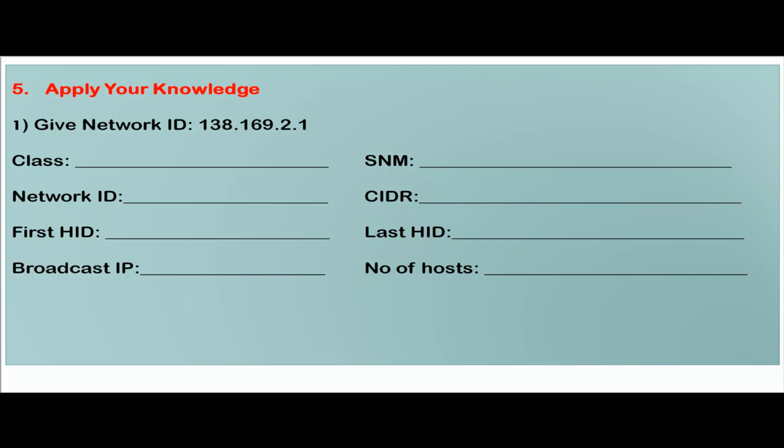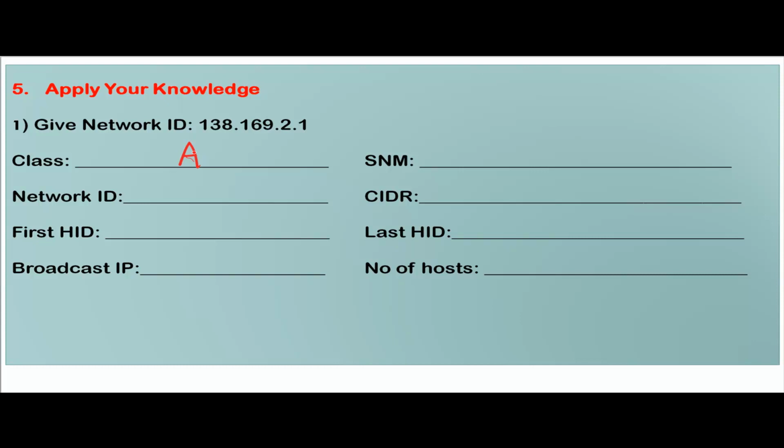138.169.2.1. So this is the IP address given. You have to identify the class, subnet mask, network ID, CIDR value, first host ID, last host ID, broadcast IP address, and the number of hosts. All these things we have to identify for the given IP address. Now I'm going for the class. So 138, it is going to be a class A IP address.